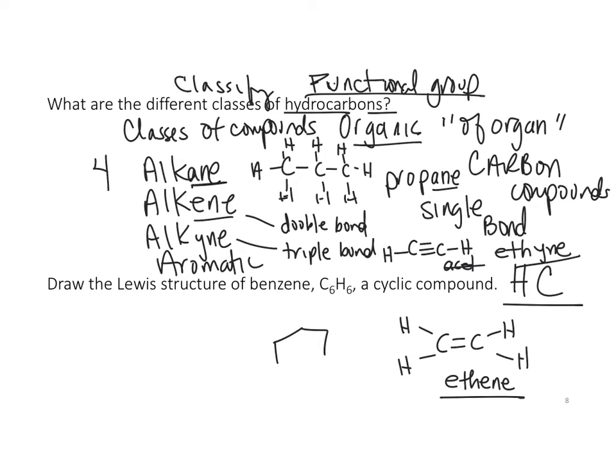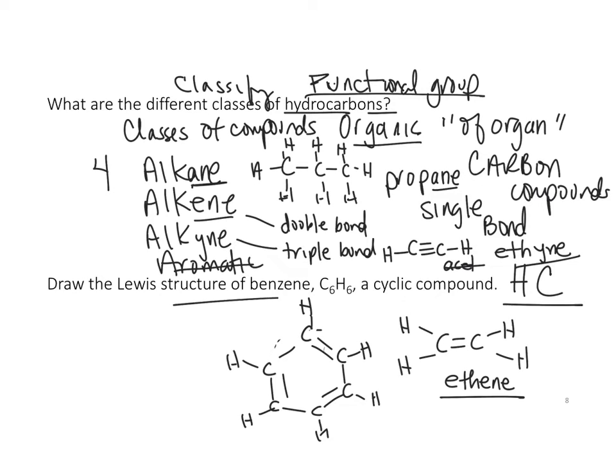Now, you don't know the stick structure. Okay, so carbon, carbon. So you've got to have a ring, and you have to have alternating single and double bonds for it to be aromatic. So double bond, single bond, double bond, single bond, double bond. And so you have a ring, and this is an aromatic compound. And this is the Lewis structure for benzene, C6H6.